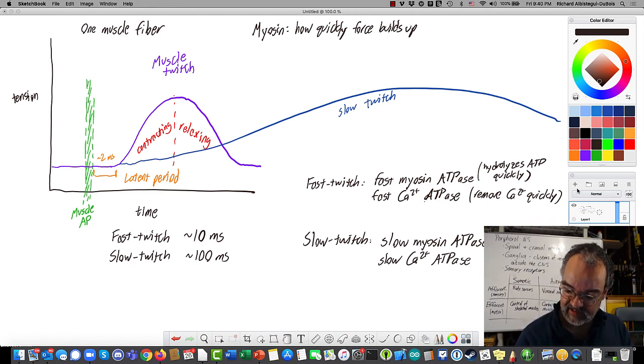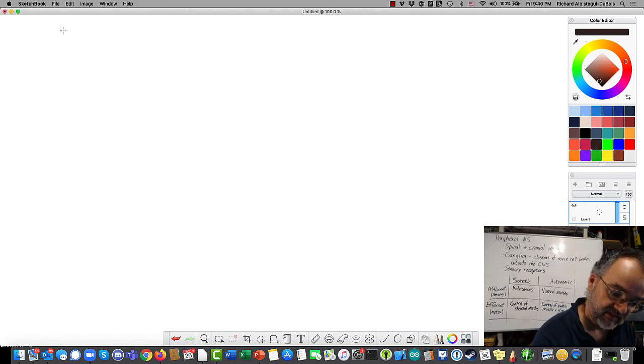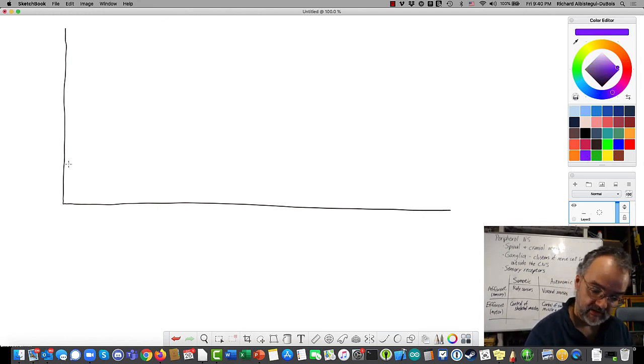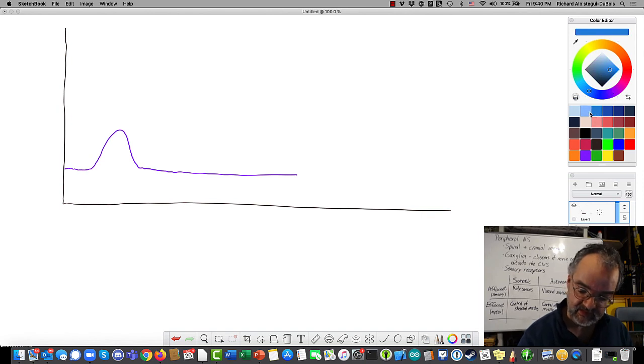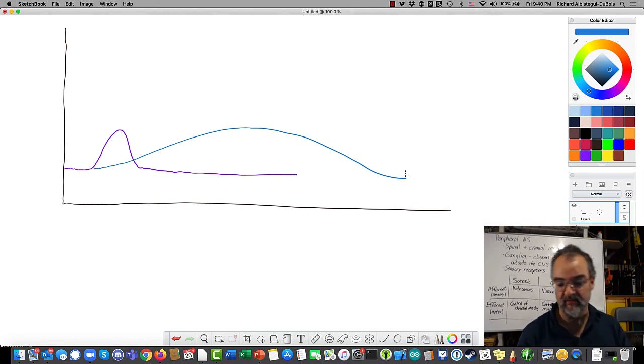Now, I do want to suggest to you a difficult problem that very well may show up on the test. So, here is an example of a fast twitch and a slow twitch. Remember, the fast twitch comes because it has fast myosin and calcium pumps. Slow has slow myosin and calcium pumps.